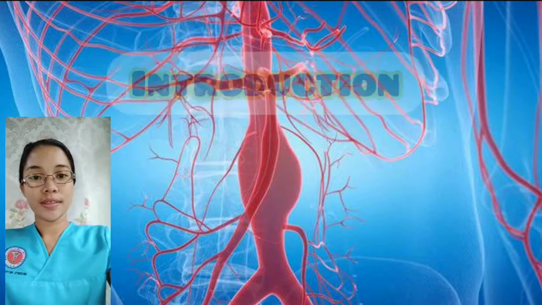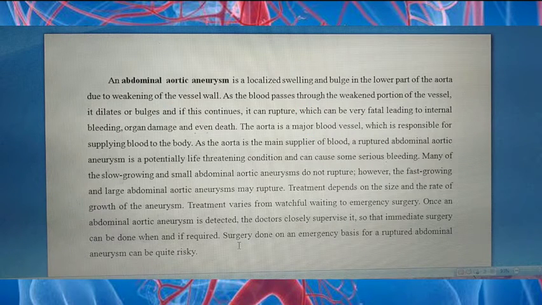Introduction. An abdominal aortic aneurysm is a localized swelling and bulge in the lower part of the aorta due to weakening of the vessel wall. As the blood passes through the weakened portion of the vessel, it dilates or bulges, and if this continues, it can rupture, which can be very fatal, leading to internal bleeding, organ damage, and even death.